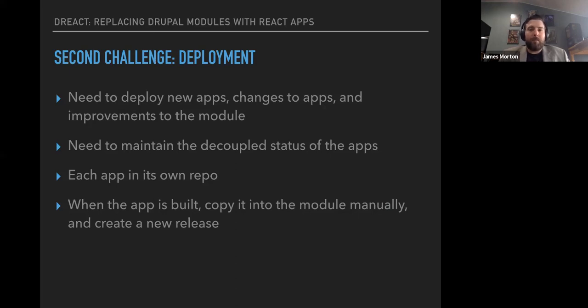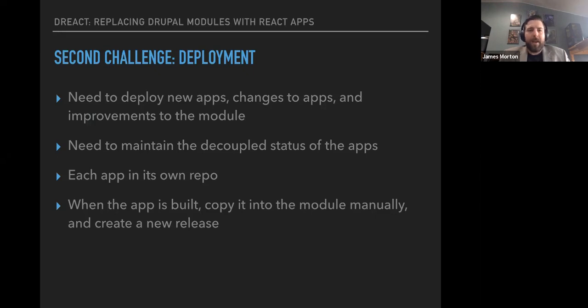So what we did is we put each app in its own repo, and then when the application is built, when you compile it down to a single file, you physically copy it into the module manually and create a new release of the module. So this, again, is not the most efficient way to do this. There are certainly other ways. We looked at Git submodules. We looked at a few different things. But we decided to do it this way because we wanted the developers to really think about what they were doing. So this sort of adds an extra step into it.